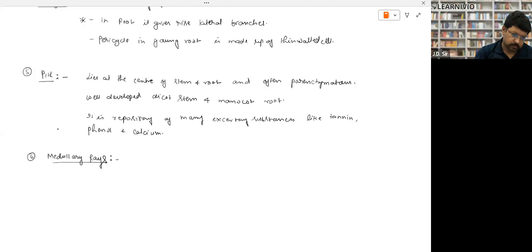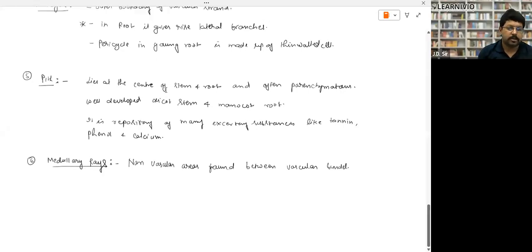Yes, sir. So what are the medullary rays? I have told you they are found between the xylem and phloem. So they are non-vascular areas. Non-vascular means they are neither made up of xylem nor made up of phloem. They are non-vascular areas found between vascular bundles. Right? So that's it for the ground tissue system.